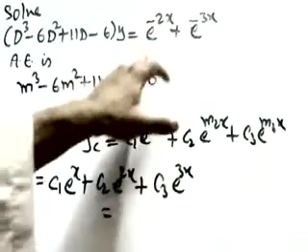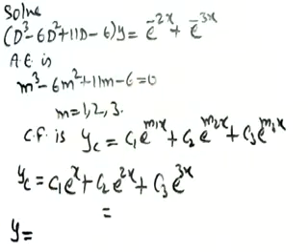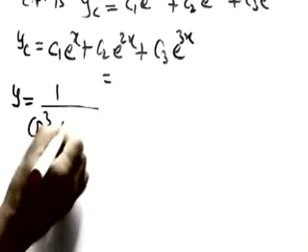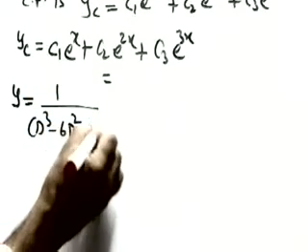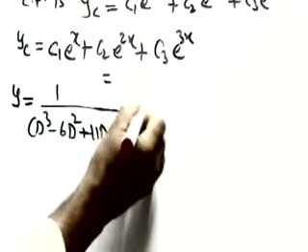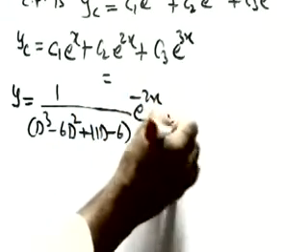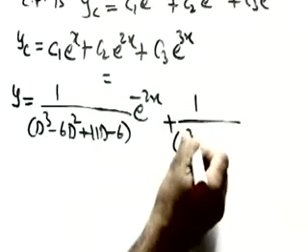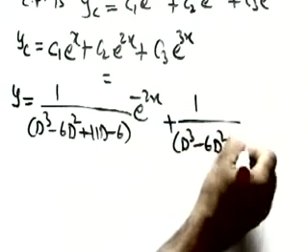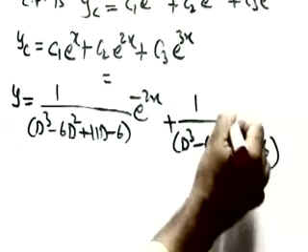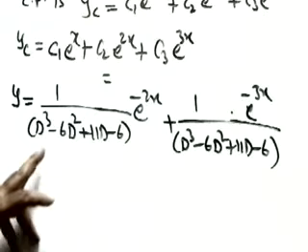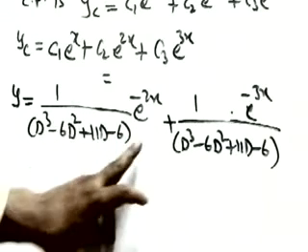Y equals to, you do one thing, you write separately with this and this, because these two are two different functions. So I'm writing like this. Let me write separately: 1 divided by d cube minus 6d square plus 11d minus 6 into e power minus 2x, plus another one is 1 divided by d cube minus 6d square plus 11d minus 6 into e power minus 3x. Now we have to see what will happen.